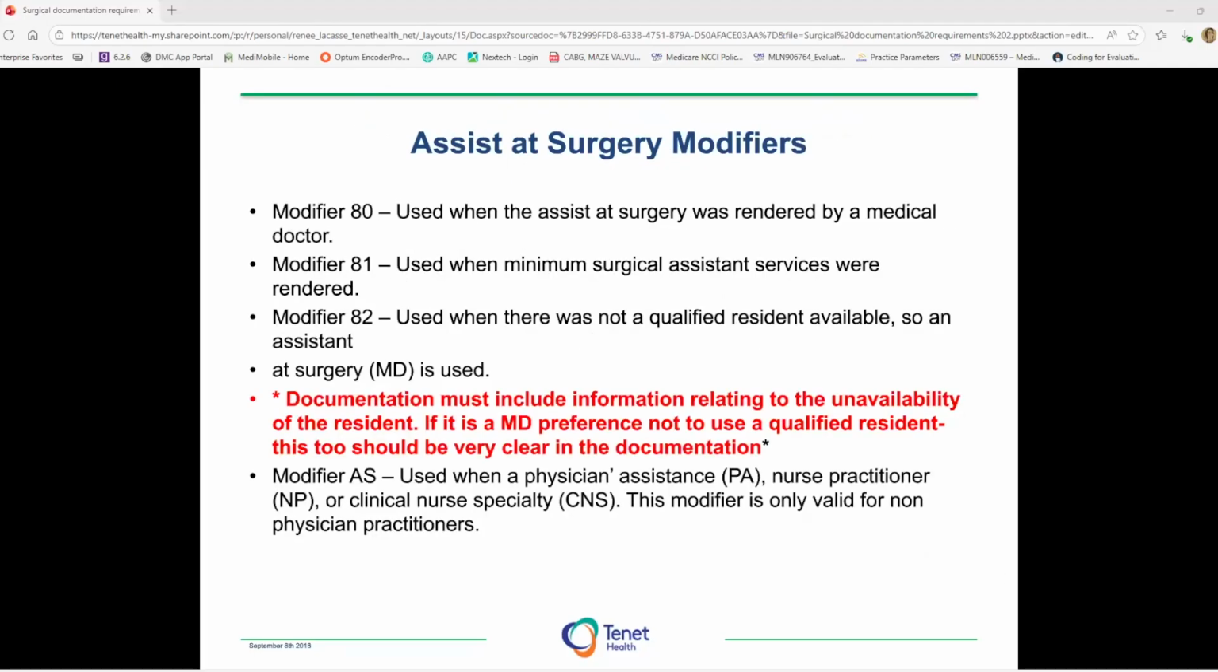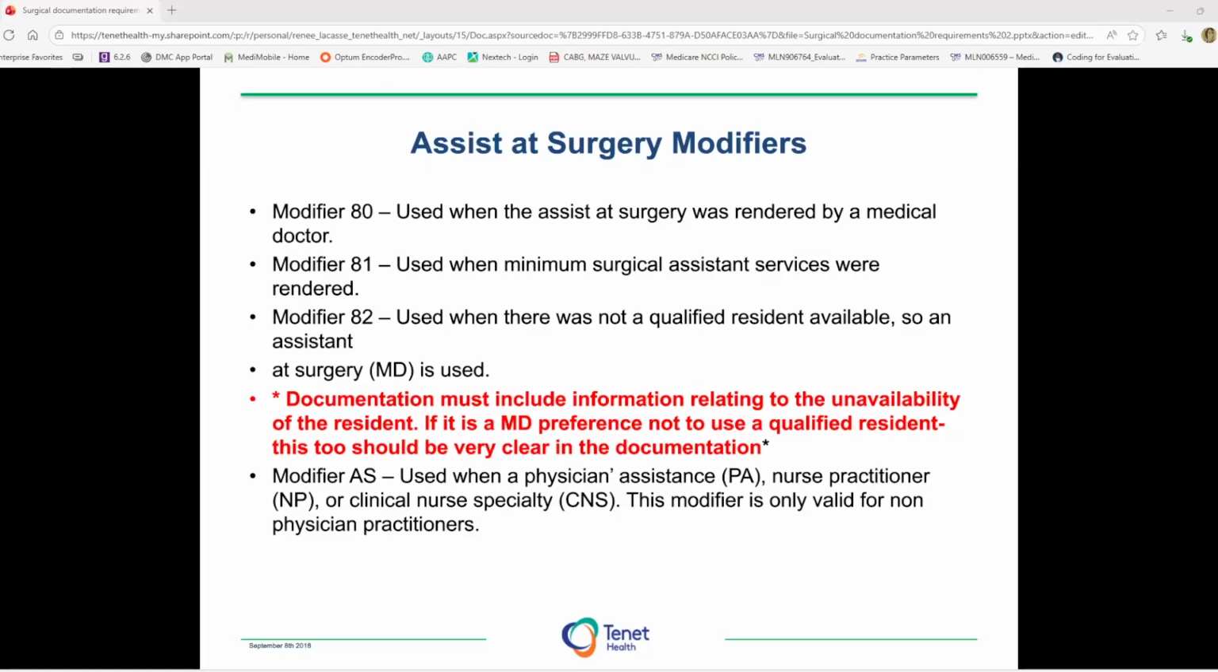We have Modifier 80, which we use when a medical doctor provides a surgical assist during a procedure. Modifier 81 would be for minimal surgical assist by an MD. And then 82 is for when a non-qualified resident is available, and an MD assists instead. Documentation must clearly explain why a resident was unavailable. If the MD simply prefers not to use a resident, this preference must be documented as well.